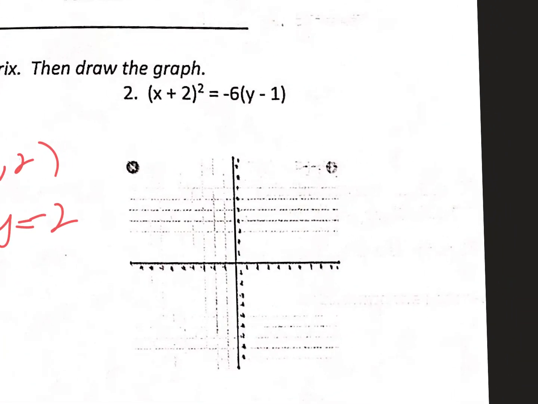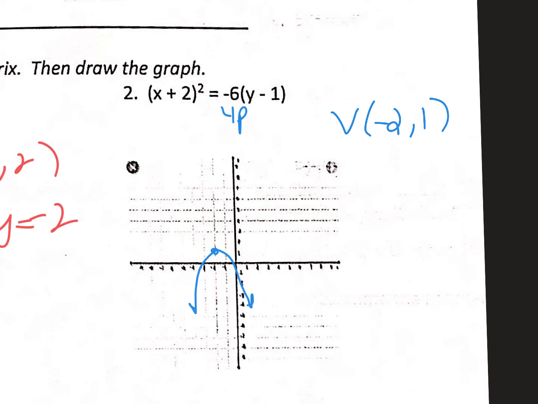Second one's the same way. The only difference is your vertex has been shifted. Vertex in this one is the opposite of what's inside your parentheses, so -2, 1. I'm going to find that point. The 4p is with the y again, and because it's negative, that means the parabola is going down. It's going down because it's with the y. The y-axis goes up and down, and also because it's negative.